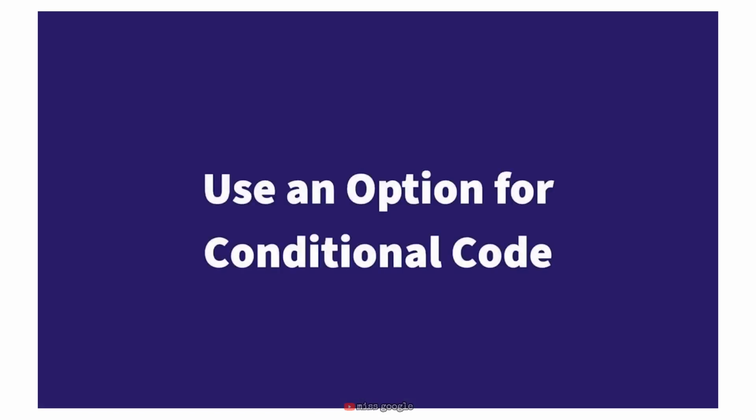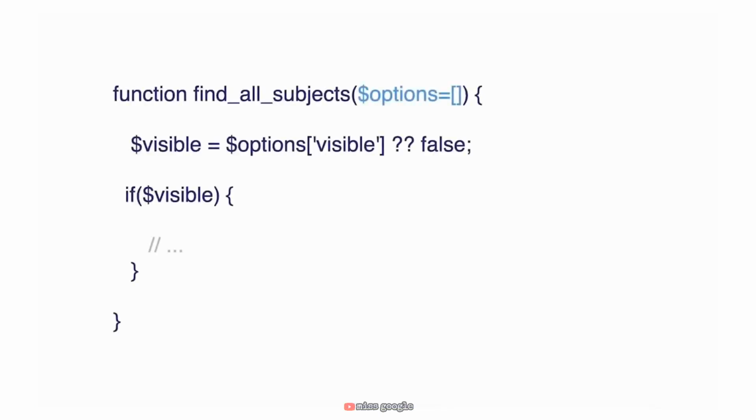In this movie, we will use an array of options with some of our functions to allow them to change their default behavior. Let me give you an example. Let's say we want to modify the behavior of our find all subjects function. We can pass in an argument to the function and then make the function respond to that argument. A good way to do this is to pass in an array of options instead of a single argument. That way we can easily add other options by adding to the array, but the argument list does not grow and become hard to manage.